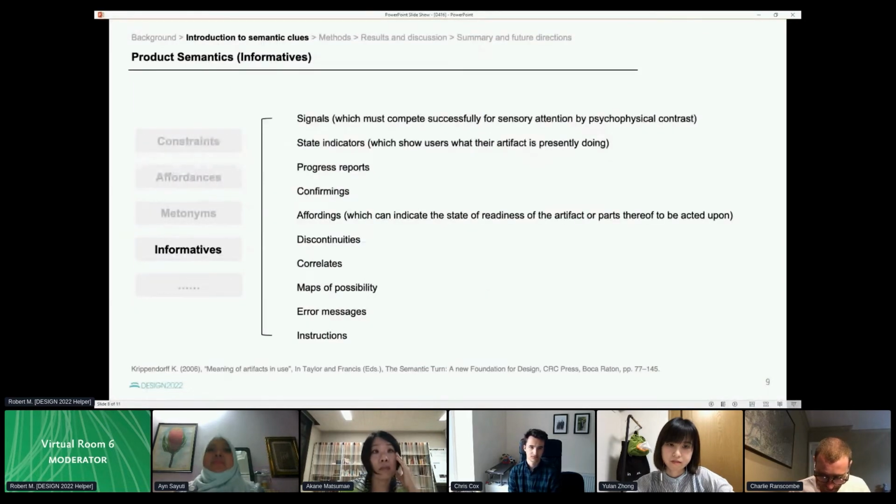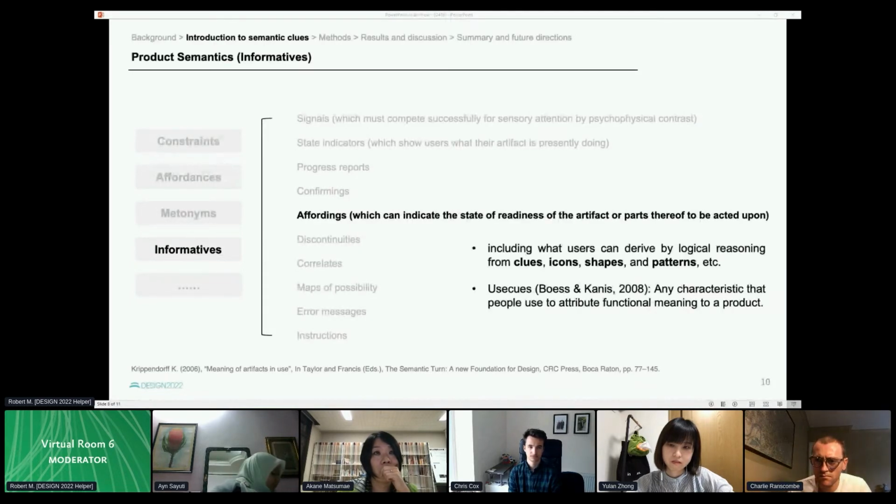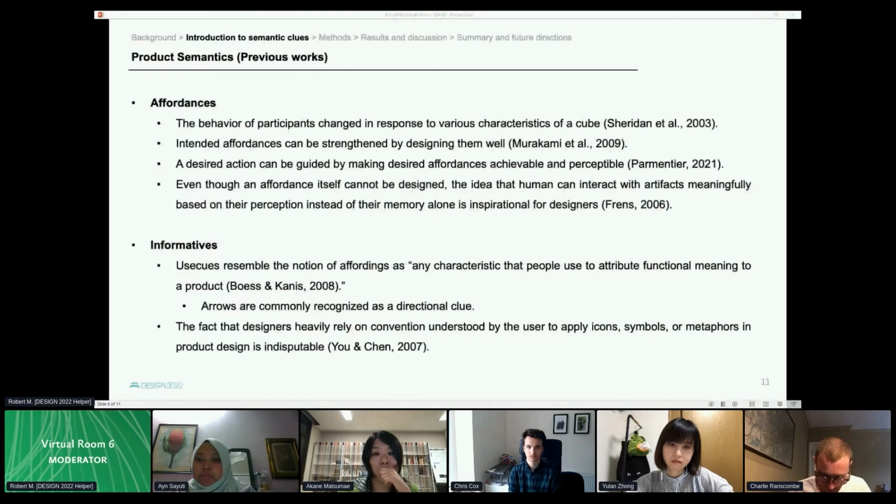Informatives are more like clues that indicate what can be done by the users. They indicate how to proceed and provide functions like calling attention concerning the current stage or offering guidance. To be specific, the concept of affordance is quite fit, so we took this as one of the main conditions in this study.